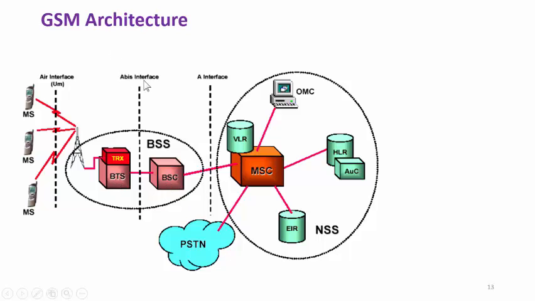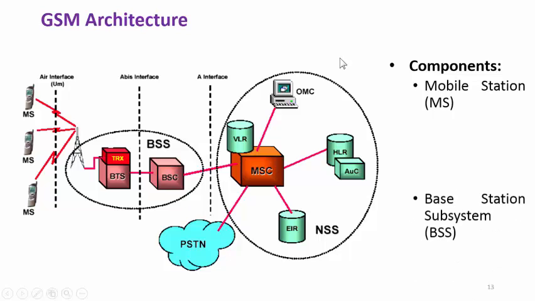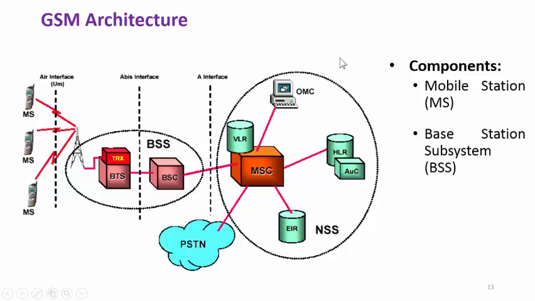So BSC and MSC are connected with A interface. BTS and BSC are connected by using Abis interface, and the wireless link between the mobile tower or BTS to mobile station MS is connected with Um interface.